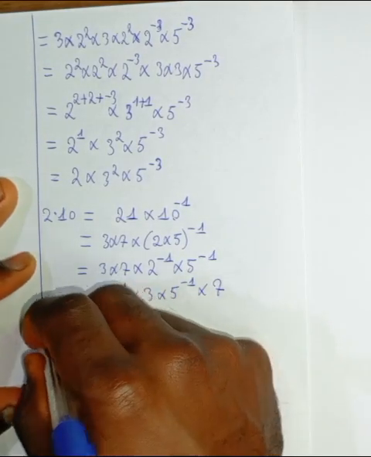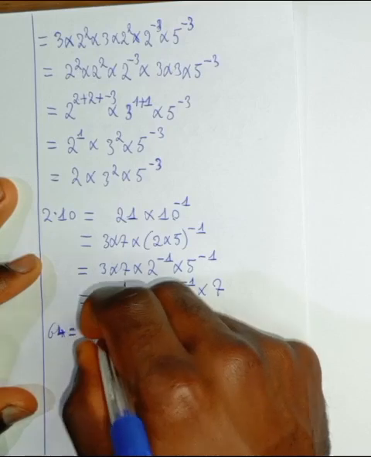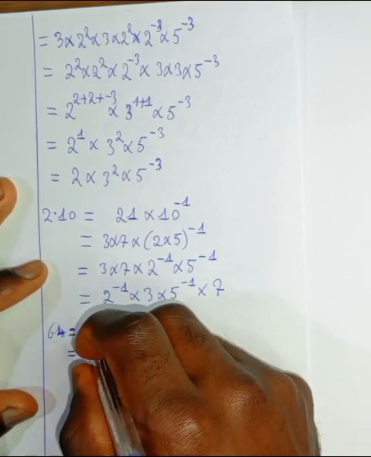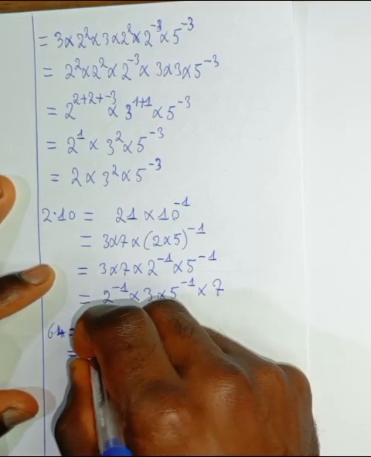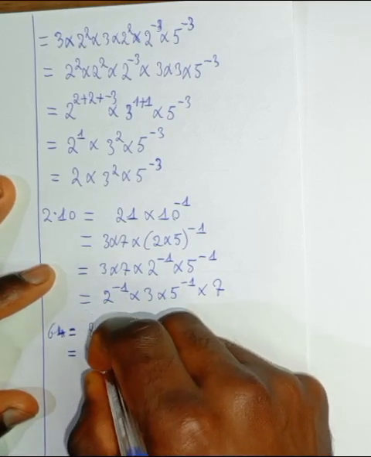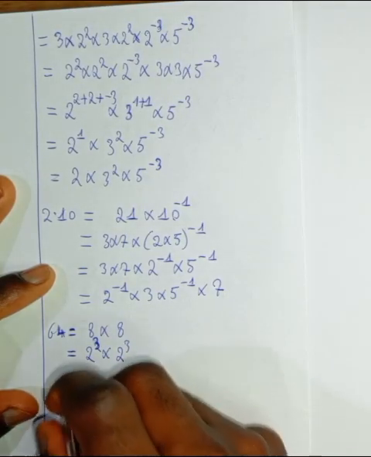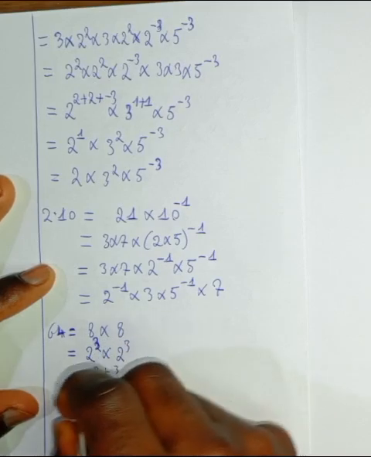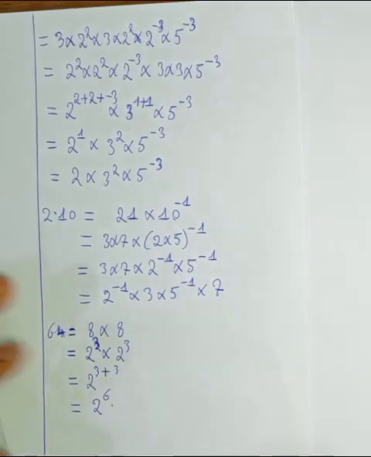We take now the next number, 64. 64 is the same as 8 times 8, which is simply equal to 8 in index form, that is 2 raised to the power 3 times 2 raised to the power 3. 2 at the base is a prime number. This will simply be equal to 2 raised to the power 3 plus 3, which is simply equal to 2 raised to the power 6.